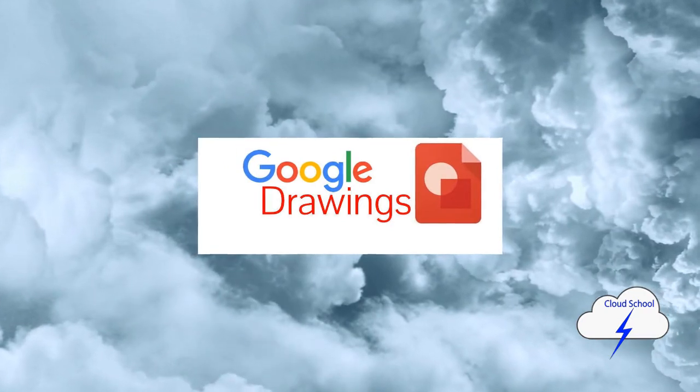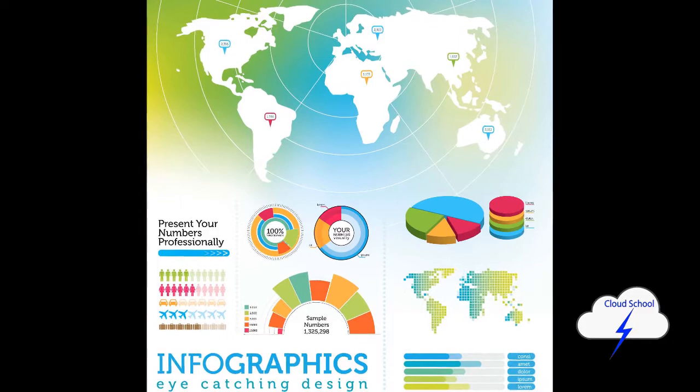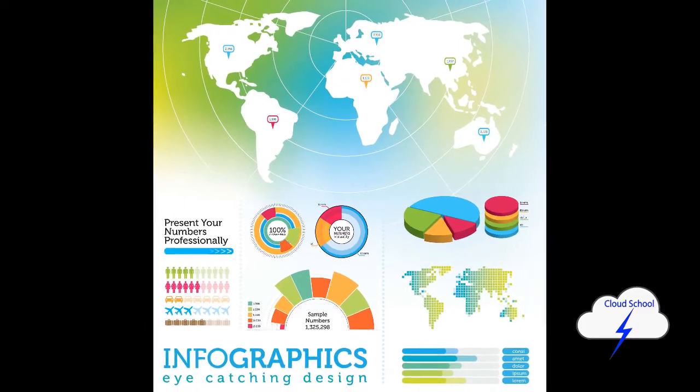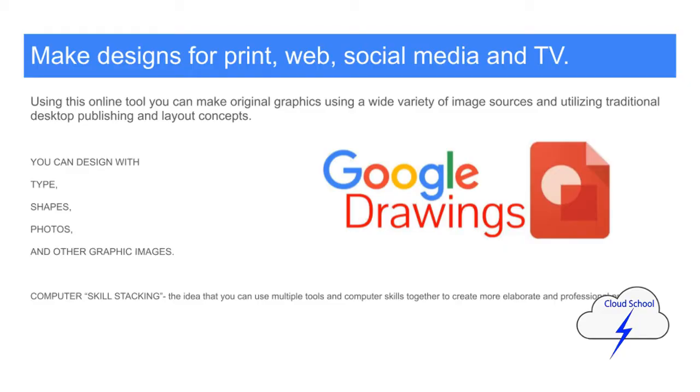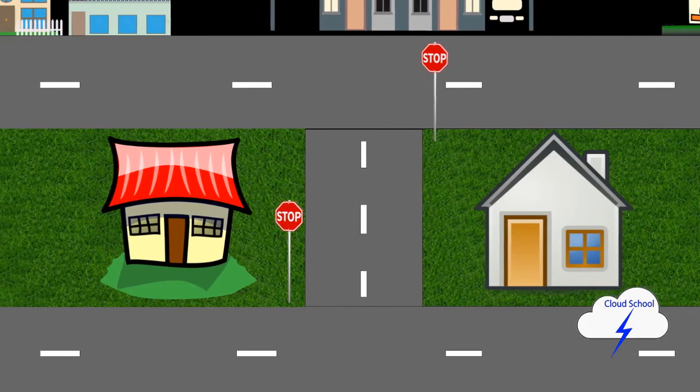What are Google Drawings? And what can you make? With Google Drawings, you can make all kinds of print, web, video and TV elements. With Google Drawings, you can make all kinds of designs for print, web, social media, and television.